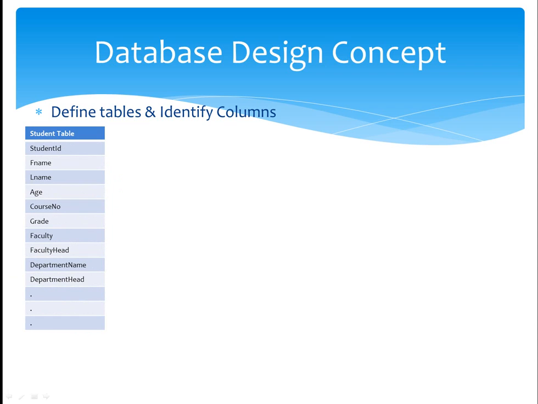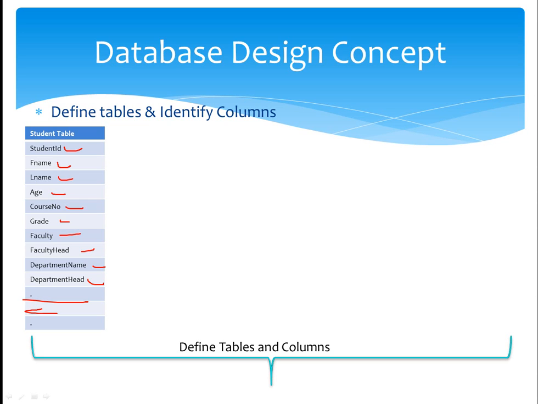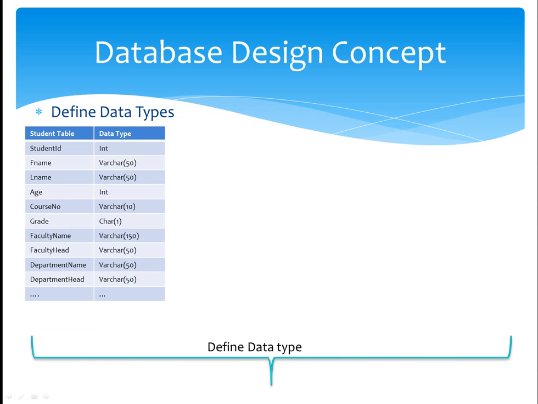So as to have a student registration system, we have to have the following columns. The first one is student ID, first name, last name, age, course number, grade, faculty name, faculty head, department name, and department head. Once you define all this, if there is any additional column, just define that and categorize it into the appropriate table. After you do this, the second step is defining the data type.